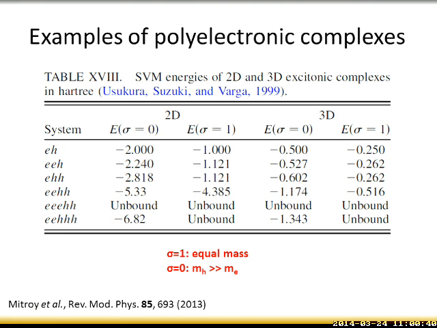But when sigma = 1, this is the equal mass system, and sigma = 0 is the hydrogen-like system where you have an infinite positive effective mass. But the idea is that when you go to lower dimensions, you have more binding energy. And I think that's all I'm going to pull from this slide, because I really want to show what I've done.